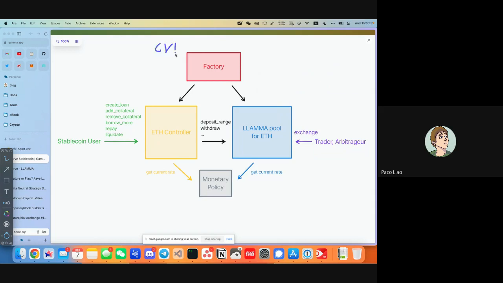Let's call it Curve USD. And this stablecoin can be minted from multiple collaterals, maybe minted from ETH or minted from CRV. So there will be multiple pools, maybe one for ETH and one for CRV or one for Perp. It's all possible, yeah.